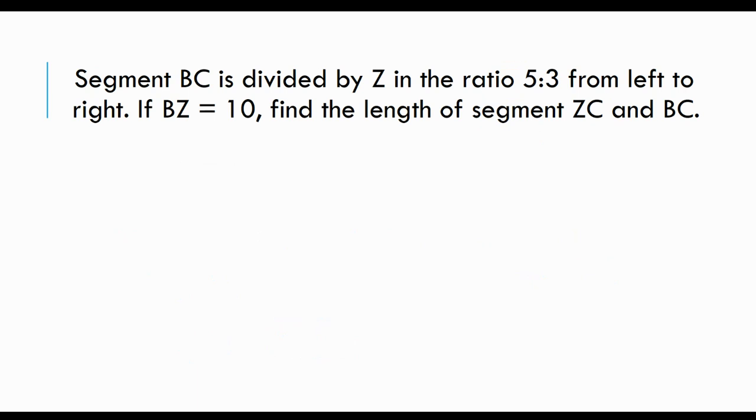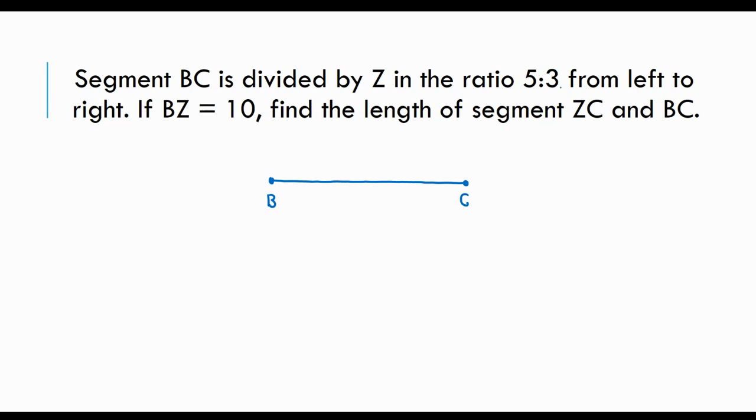Here's my next problem. It says the segment BC is divided by Z into the ratio 5:3 from the left to the right. So just like the last problem, I don't see a picture. So my first step is let's sketch a picture so we can visualize this. So they're giving me a segment, BC. And it says that Z is dividing up that segment into the ratio of 5:3. Now, because we are not given that we have a midpoint and the ratio has one side bigger than the other, Z cannot be located in the middle.